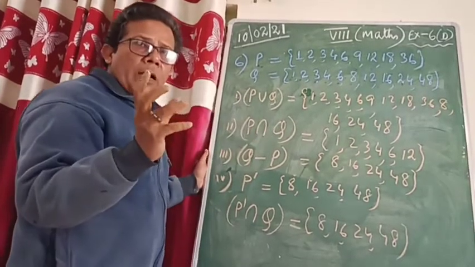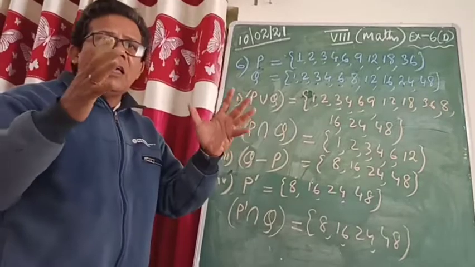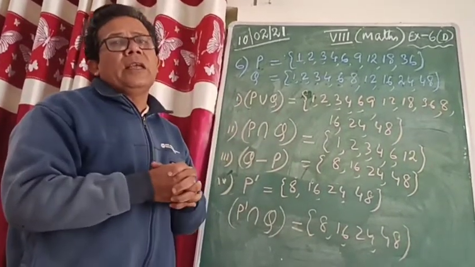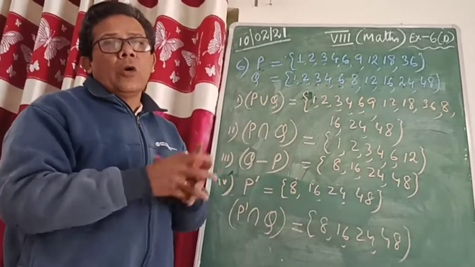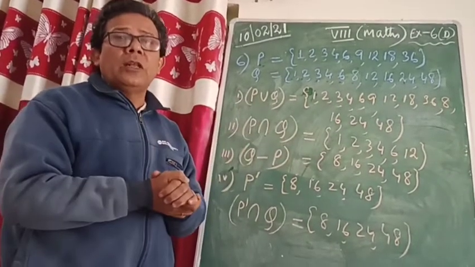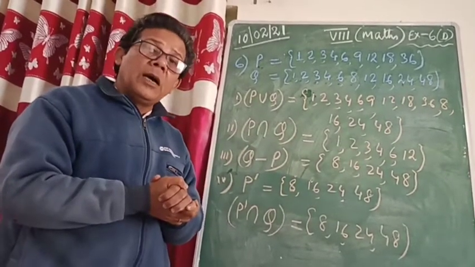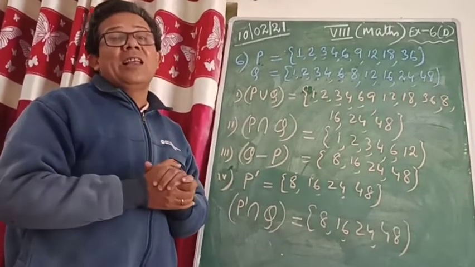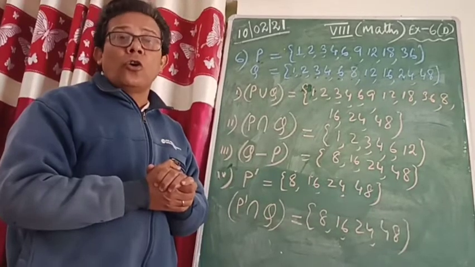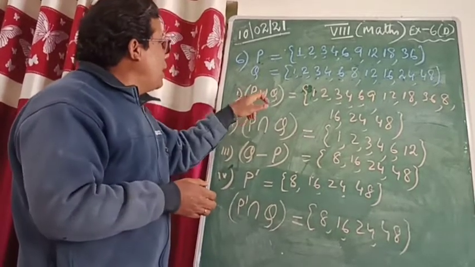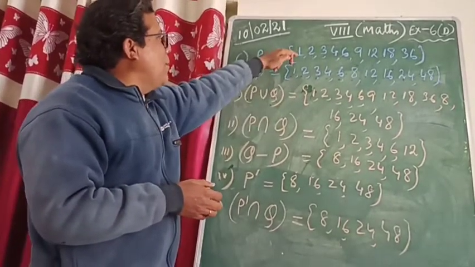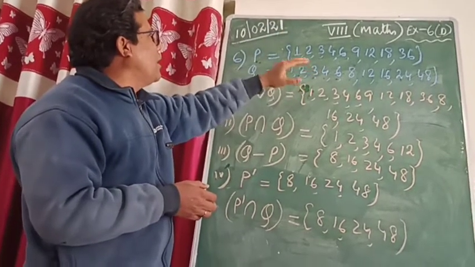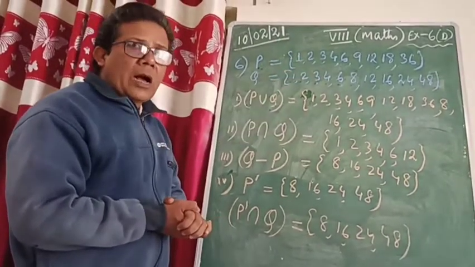Union means, beta, I told you the other day, you have to add the elements present in set P and the elements present in set Q. Now whenever you are going to add those elements, what are the rules, beta? No element is supposed to be repeated in a particular set. So here for P union Q, you write all the elements of P and the remaining elements which are not present in P from Q will come.